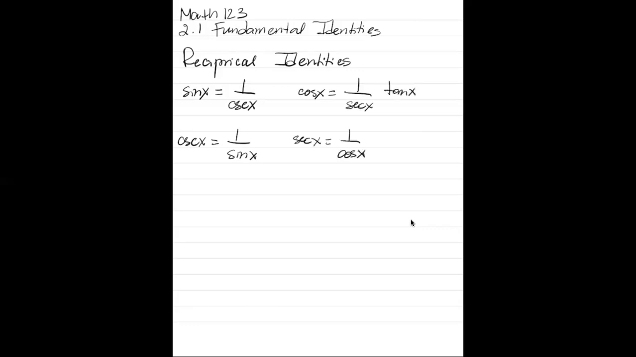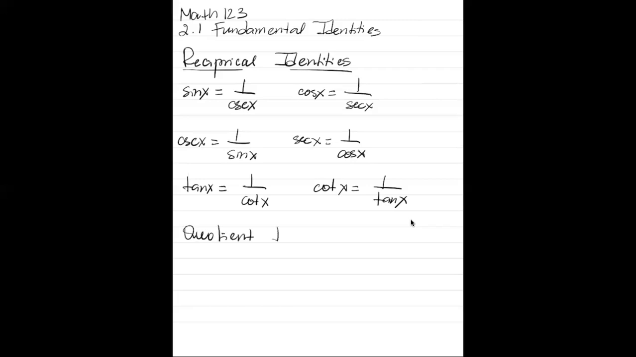Tangent, and perhaps I will write it underneath here. Tangent of x is 1 over cotangent, and cotangent of x is 1 over tangent. So this is the group of reciprocal identities. The second group, we'll call them quotient identities. Tangent is the quotient of sine and cosine, and cotangent is the ratio or the quotient of cosine over sine. So just two of them in this group.